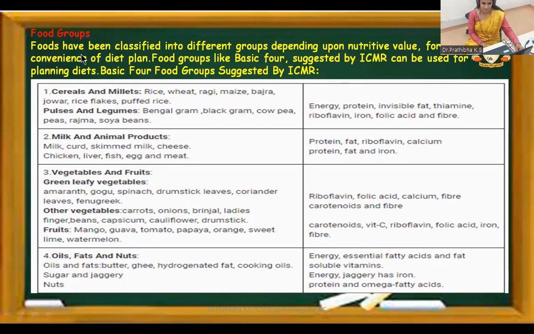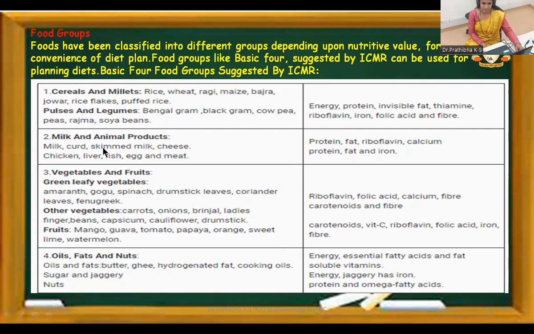Food can be classified into different groups depending upon their nutritive value for the convenience of diet planning. The basic four food groups suggested by ICMR can be used for planning diets. First: cereals and millets, like rice, wheat, ragi, maize, bajra, jowar, rice flakes, puffed rice, and pulses and legumes. Here you can see the nutrients: energy, protein, invisible fat, thiamine, riboflavin, iron, folic acid, and fiber.